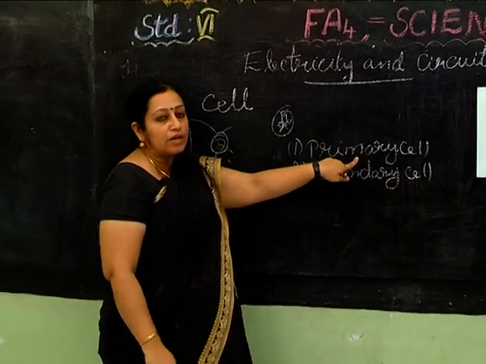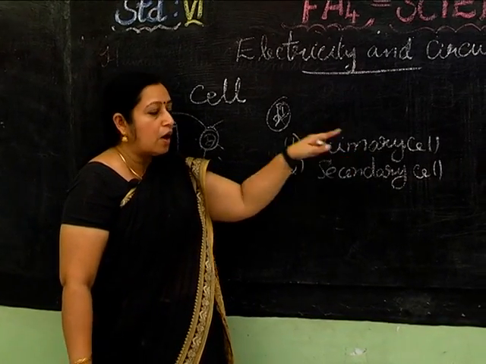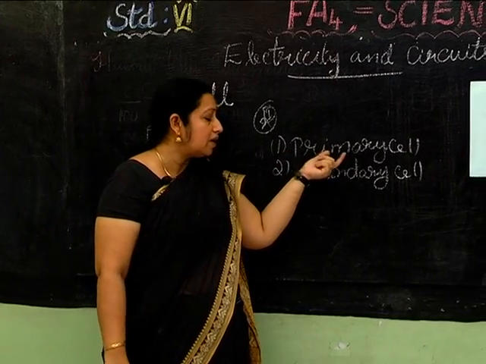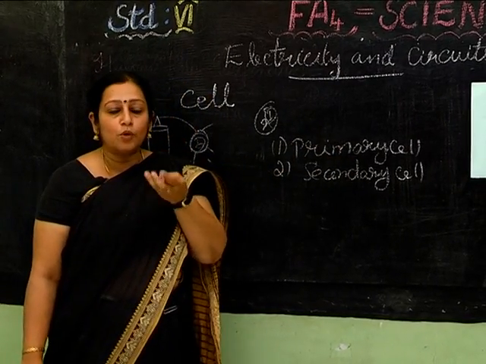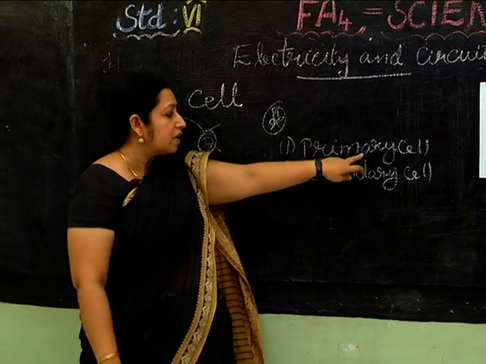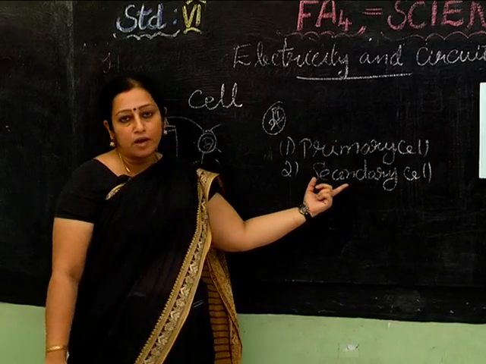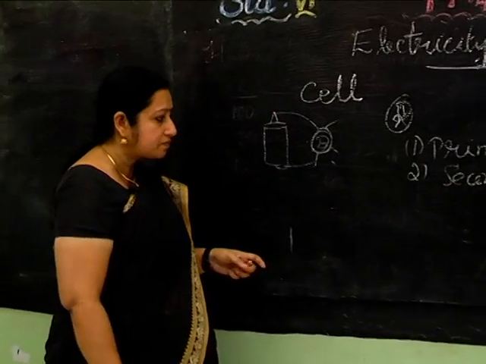This primary cell we use in our remote and our toys. Most of our children's toys are run by primary cells. Secondary cells we use mainly in cars.